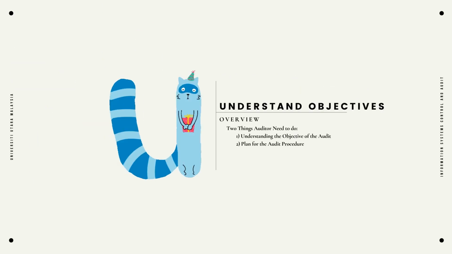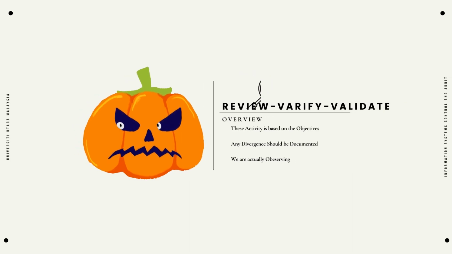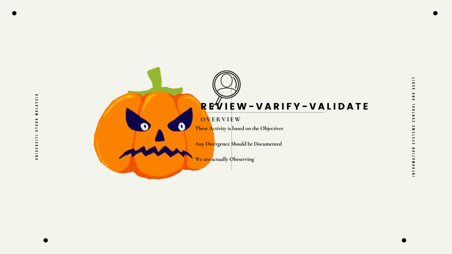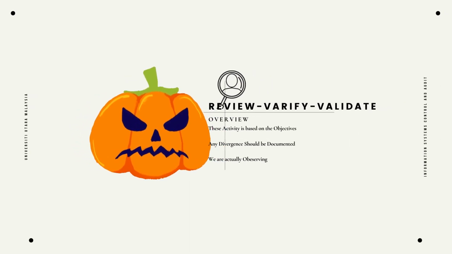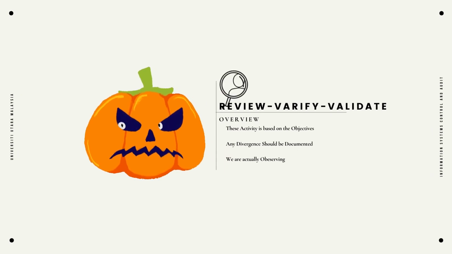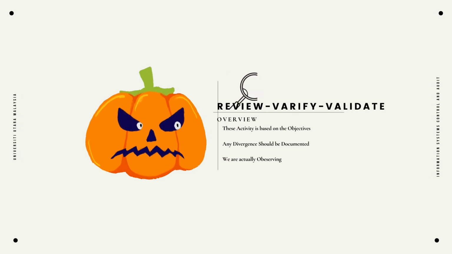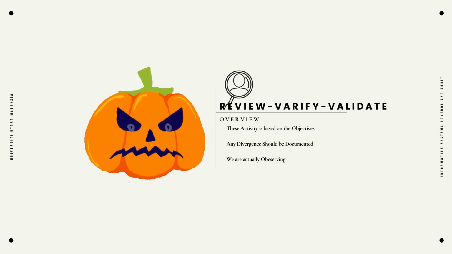The next step is about the understanding of the auditors. The auditors should understand the objective of the audit and also plan the audit procedure needed to achieve those objectives. The next step is to review, verify, and validate whether the activity is based on the objective that we have set earlier. Any divergence should be reported accordingly. Actually, in this step, we are doing an observation on what we are auditing.